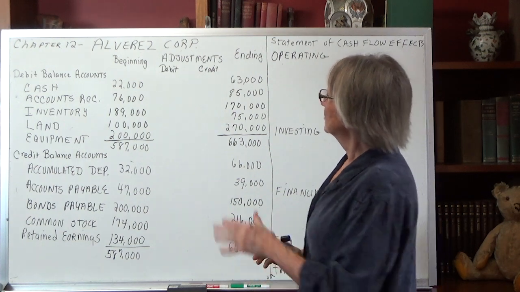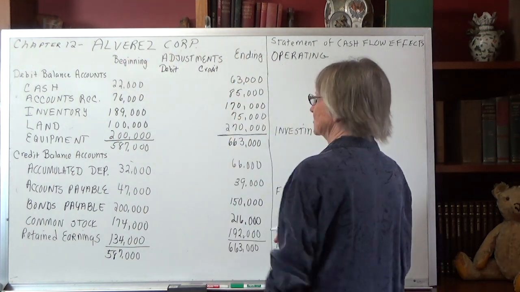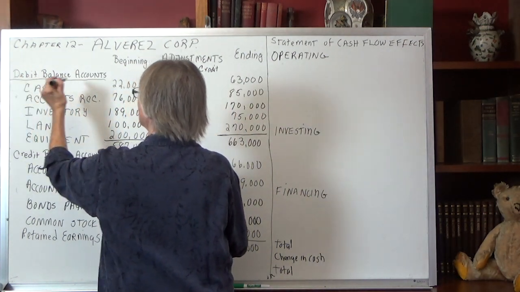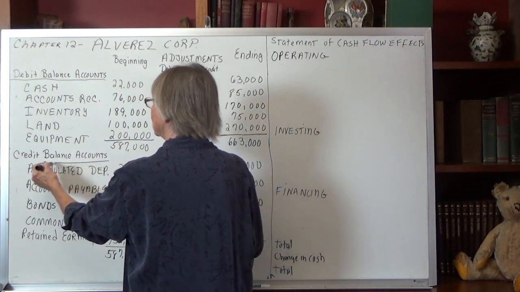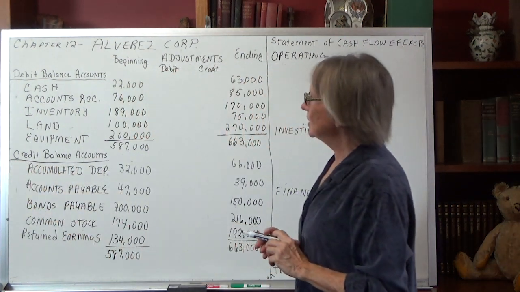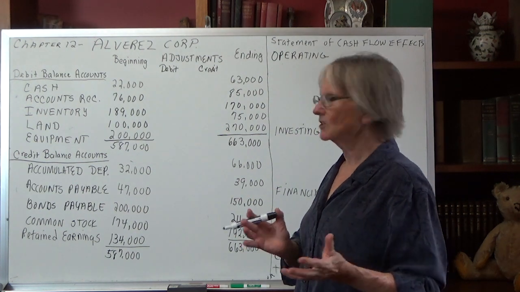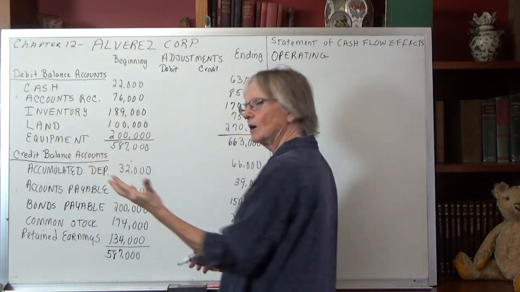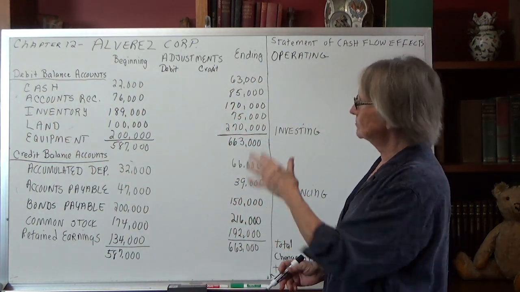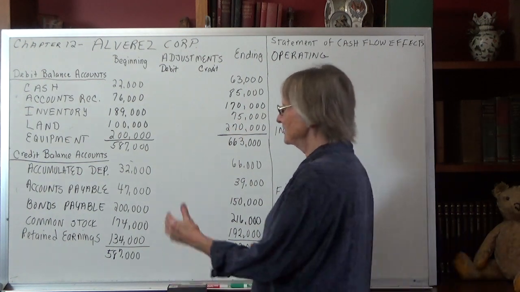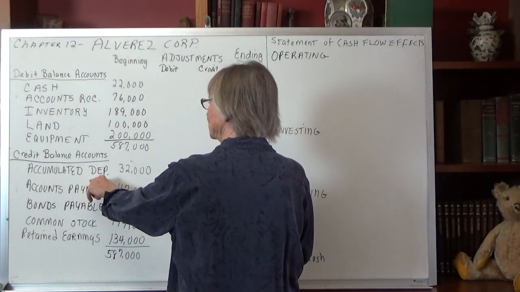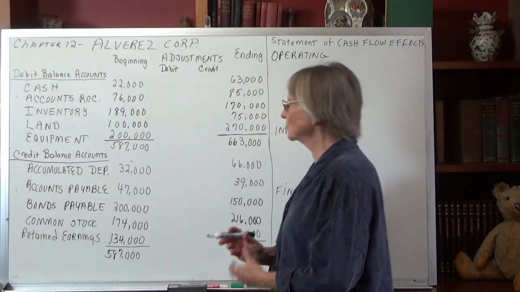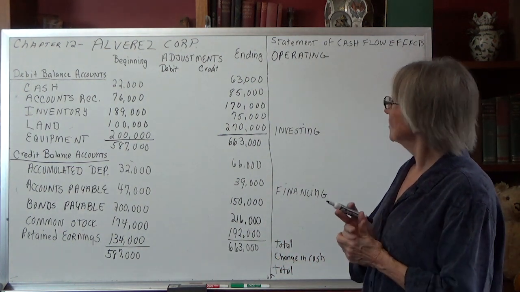Okay, so the first thing is you've got your beginning balances and your ending balances. Then you'll notice that we've got debit balance accounts listed separately from our credit balance accounts. So when we're setting up a worksheet, you've got all your cash, accounts receivable, inventory, land, equipment, all debit balance accounts in that spot. Then your credit balance accounts, the accumulated depreciation, all of your payables, your common stock, your retained earnings, are all in the credit balance accounts section. So that's how it is set up.